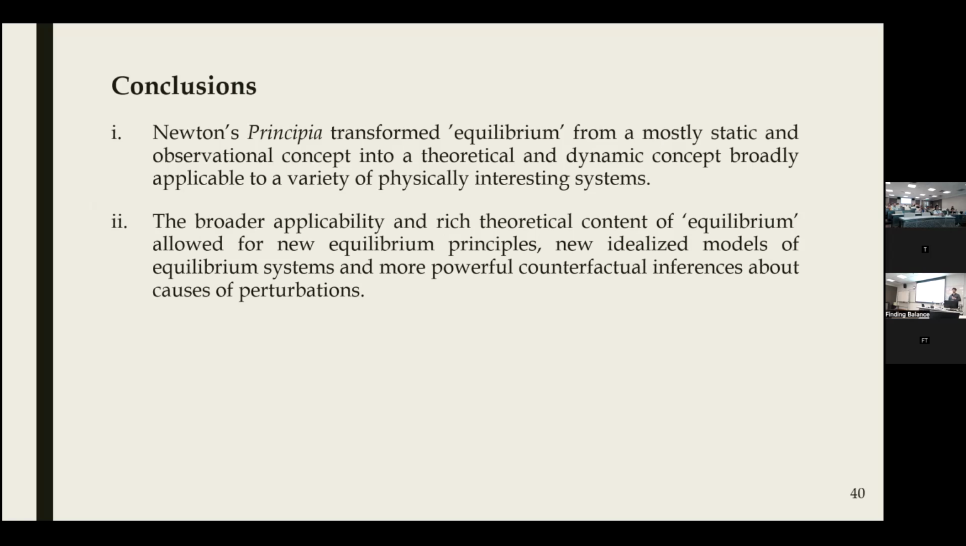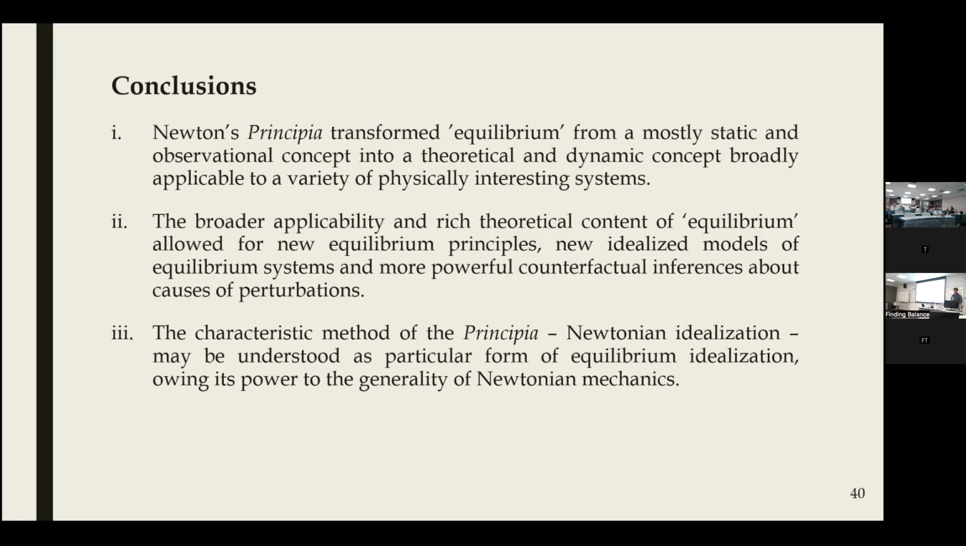This broader applicability and the new rich theoretical content of equilibrium within the framework of Newtonian mechanics allowed for new equilibrium principles, new idealized models of equilibrium systems, and then in virtue of that, new powerful counterfactual inferences about the causes of perturbations of equilibrium, which we demonstrated for the case of the Earth, where those causes of perturbations were increasing physical details in the composition of the Earth that we could account for, that explained why the Earth deviates from a simpler equilibrium model in a specific way. Such that we can understand the characteristic method of the Principia and celestial mechanics afterwards, Newtonian idealization, as a particular form perhaps of this general tendency of equilibrium idealization in reasoning and science, where we draw counterfactual inferences about causes of disequilibria by treating a system as being in equilibrium.